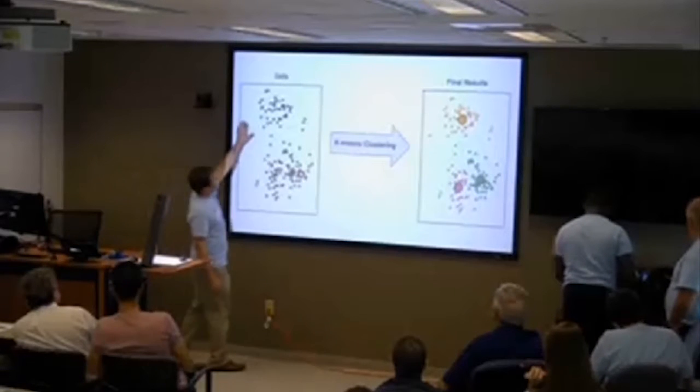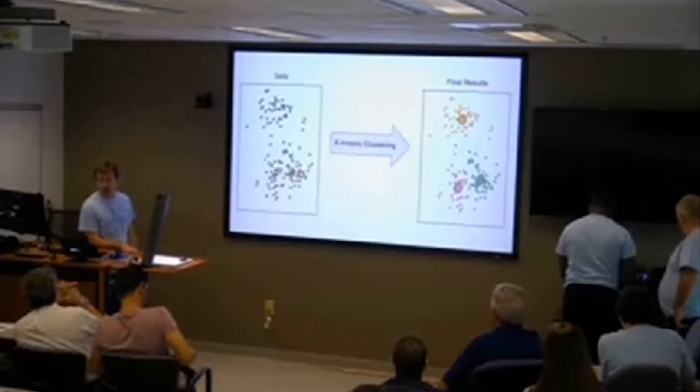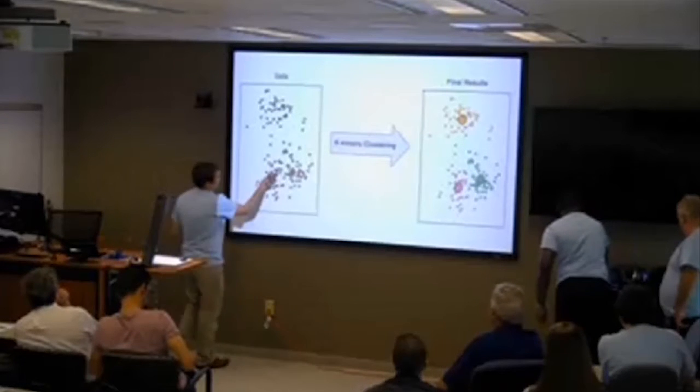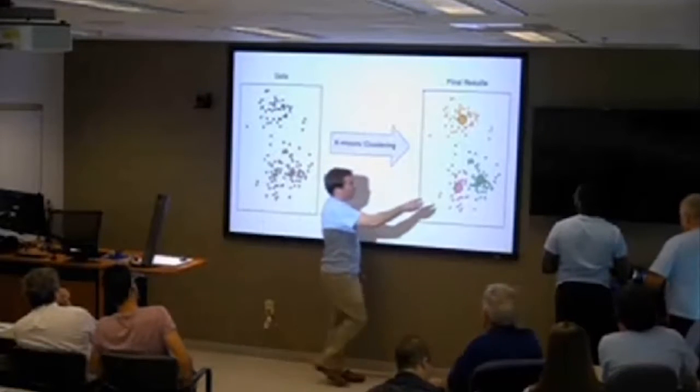So when we first get our data, we're not going to have colors. We're not going to have labels. We're just going to get a bunch of dots. Some of these people will have Alzheimer's, some will be normal, some will have Lewy body dementia. And you want to figure out, who goes where?